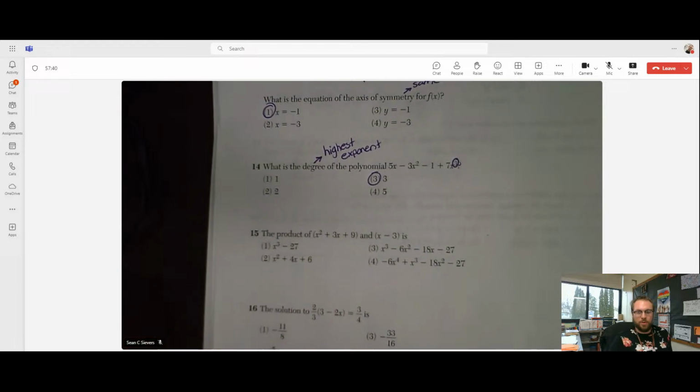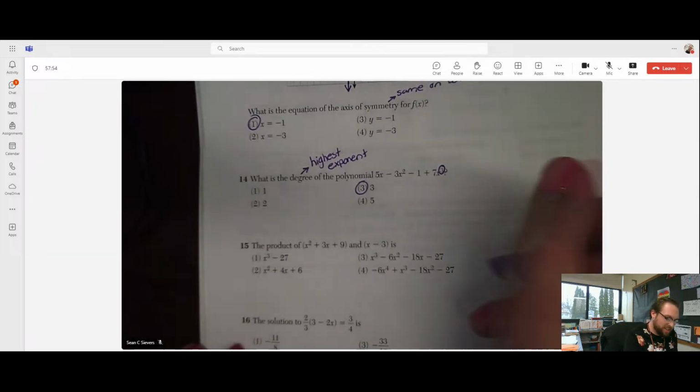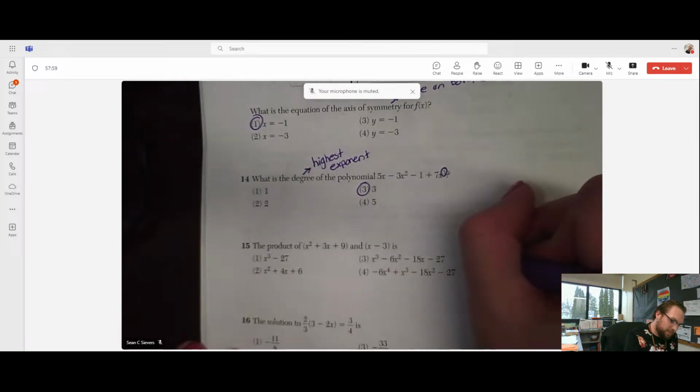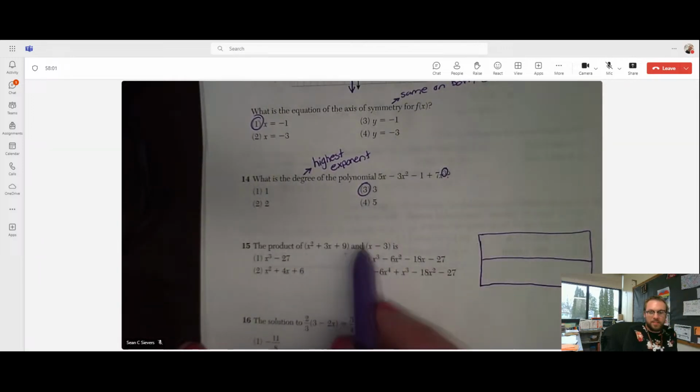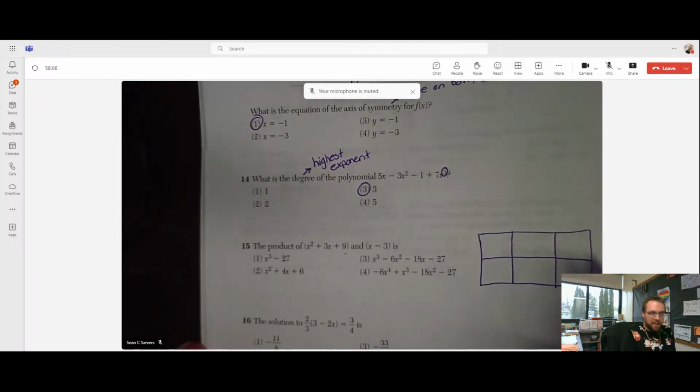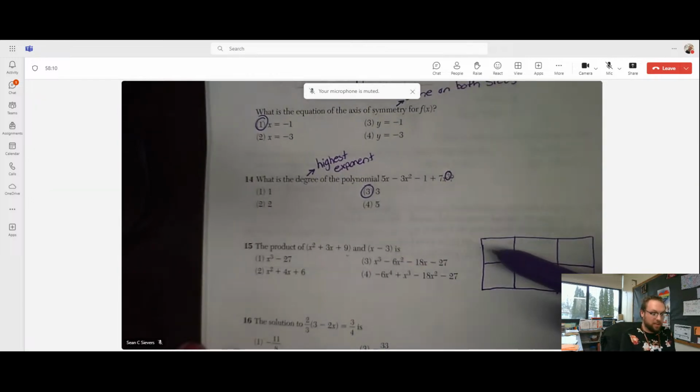15. The product of x squared plus 3x plus 9 and x minus 3 is what? So my class, this was actually one of our questions on our weekly review. Okay, so if you've gone ahead, you might have recognized that already. I'm going to go ahead and multiply this using the box method. Okay, so I have a trinomial times a binomial. So horizontally, I'm going to have 2 rows, and then 3 columns.